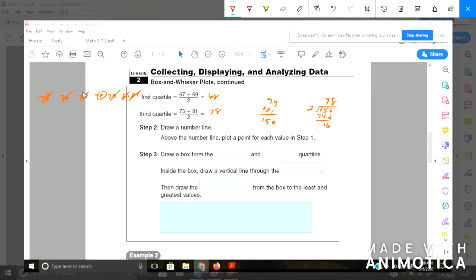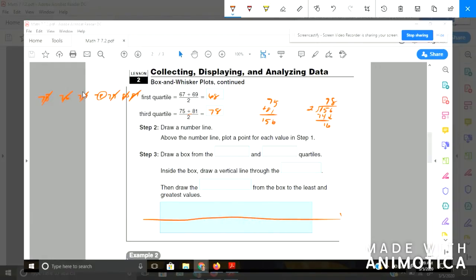All right, so now we have all of our data. We've got the high number, the low number, the median, and our first and third quartiles, or sometimes people refer to them as the upper and the lower quartiles. Okay, so draw a number line, and above the number line, plot a point for each value in step 1. All right, so let's make a number line down here.